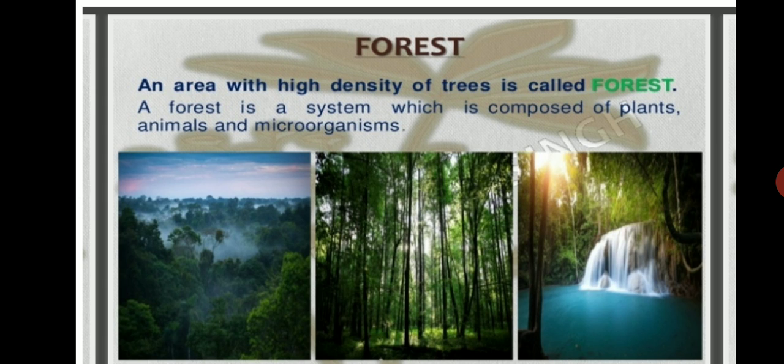Why are forests important for us? Why are forests being cut at a faster rate? How has deforestation led to drastic changes in our environment? We will find the answers to these questions in this chapter. But before starting, let's first know the definition of the forest. An area with a high density of trees is called a forest. And a forest is a system which is composed of plants, animals, and microorganisms.